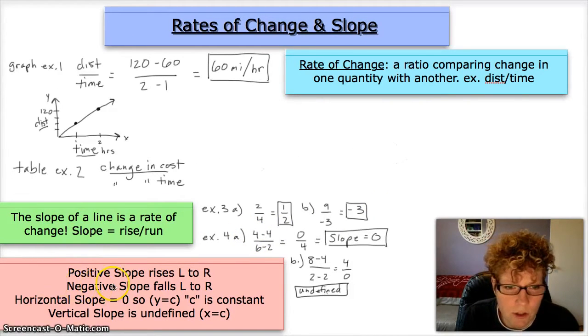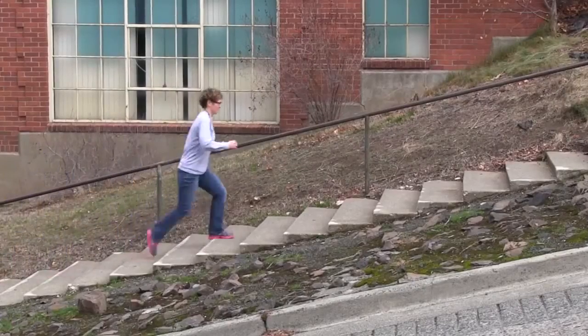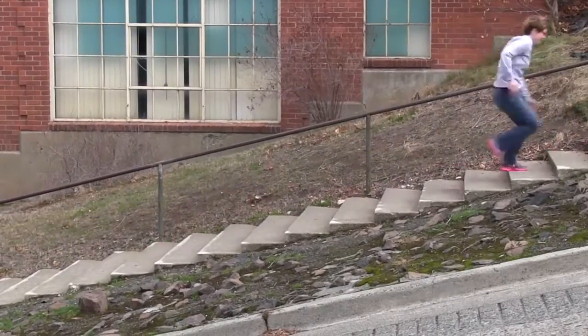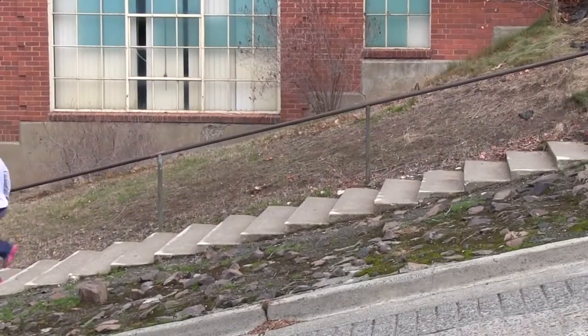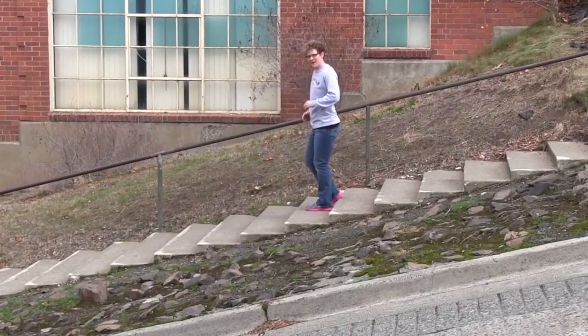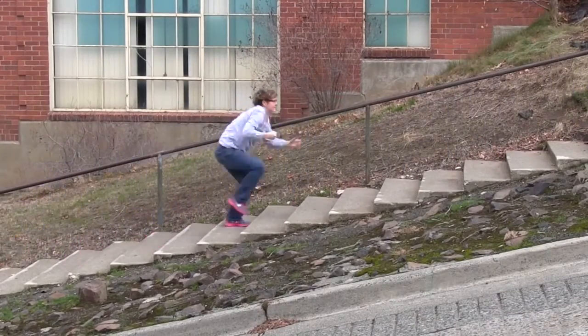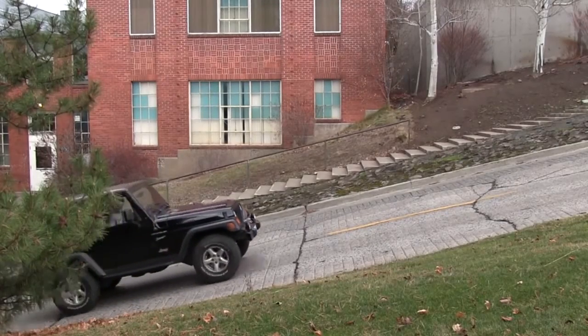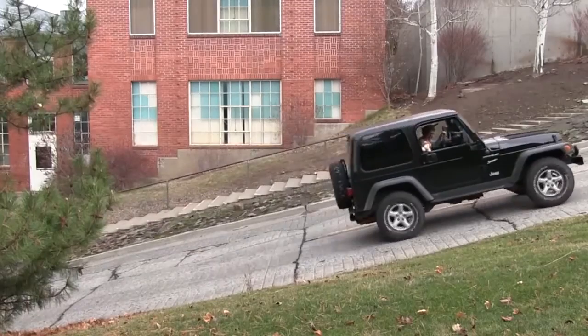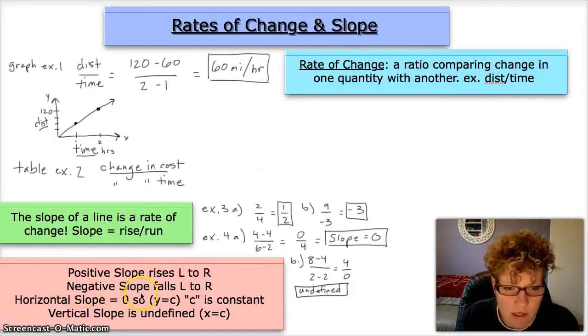Okay, so let's look at some definitions for rise over run here. For slope, if it's a positive slope, it rises from the left to the right. If it's a negative slope, it falls from the left to right.